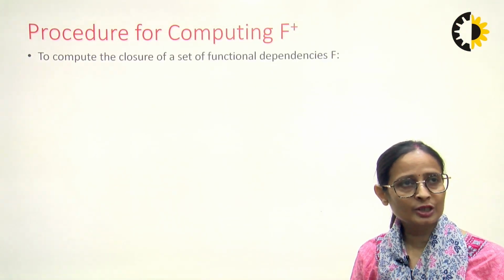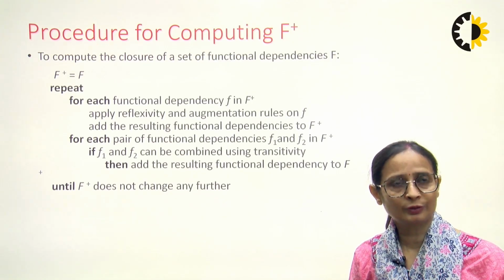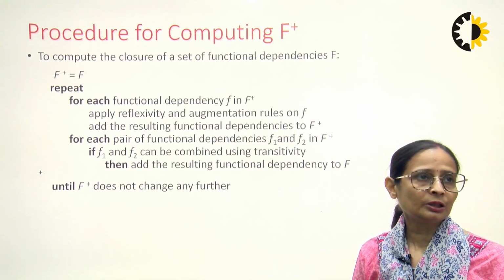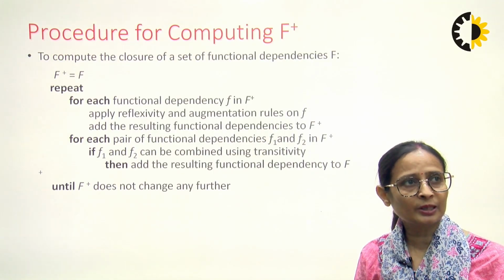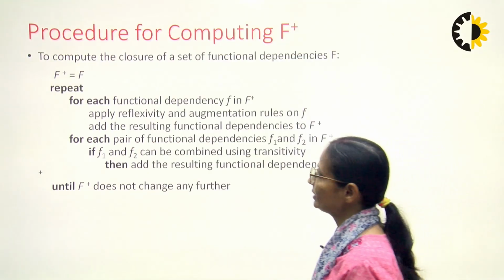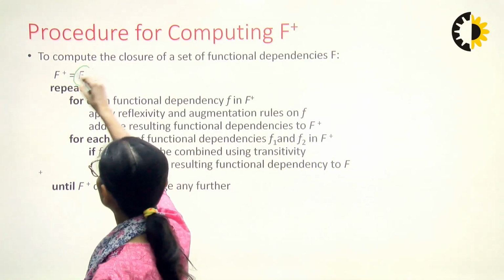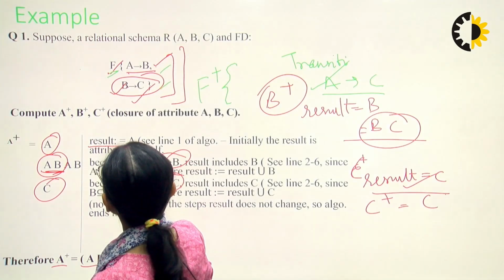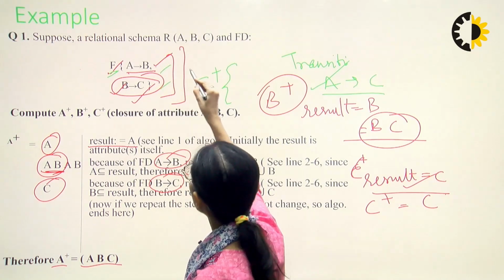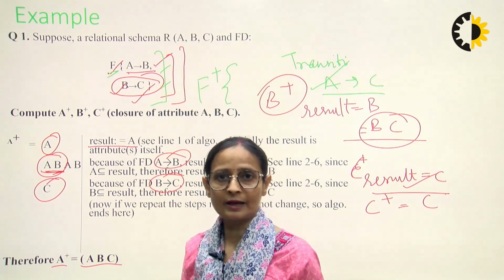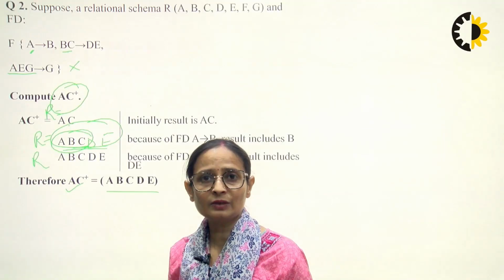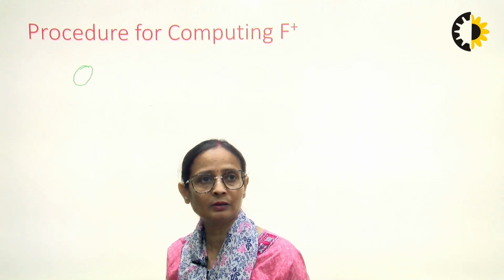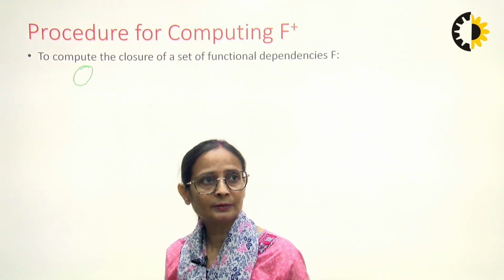Now, what is the procedure for computing the closure of a functional dependency? We have already seen an example. To compute the closure of a set of functional dependencies F, first we initialize the F plus with the F. That is, we have already seen here that F initially becomes this, and with the help of these two FDs, we are generating new FDs and keeping them in the functional dependency set.